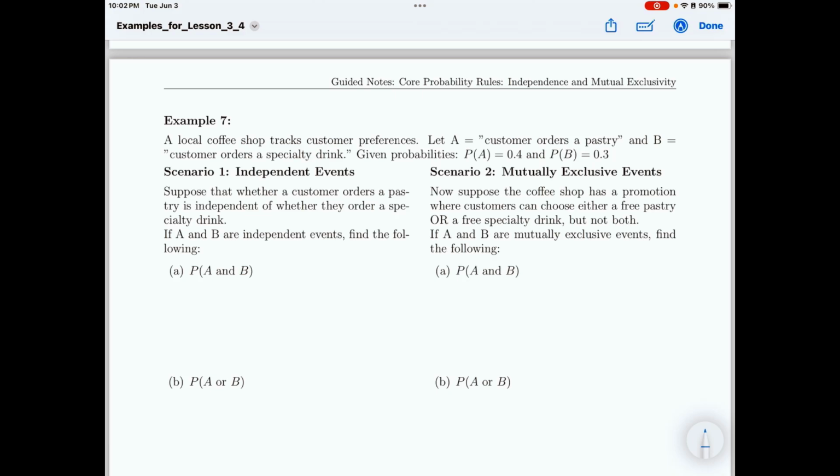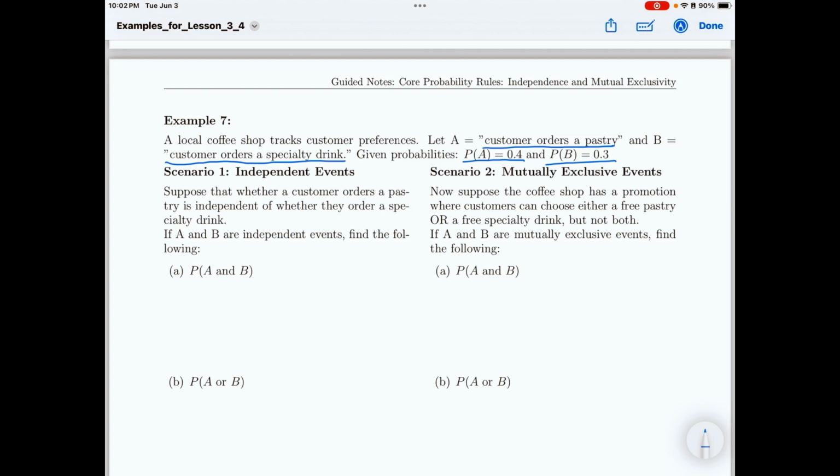Let's look at our last example for this lesson. We have a coffee shop that tracks customer preferences. Let A be the event that a customer orders a pastry. B is the event that a customer orders a specialty drink. We're given that the probability of A is 0.4 and the probability of B is 0.3.